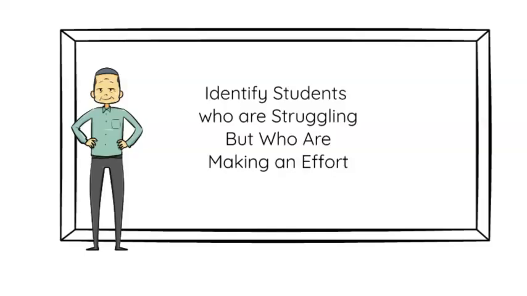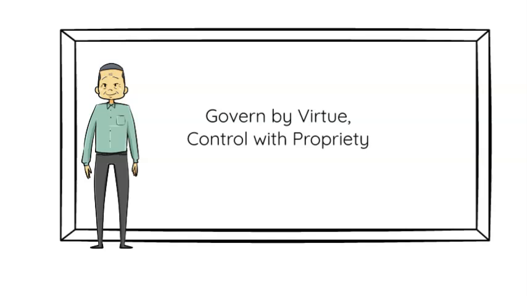Number 3 and 4 can be introduced together since they reflect the same basic principle. Number 3 is to identify struggling students who are making an effort. Next is number 4, govern by virtue and control with propriety.